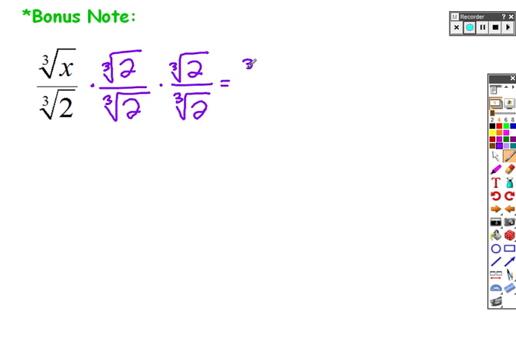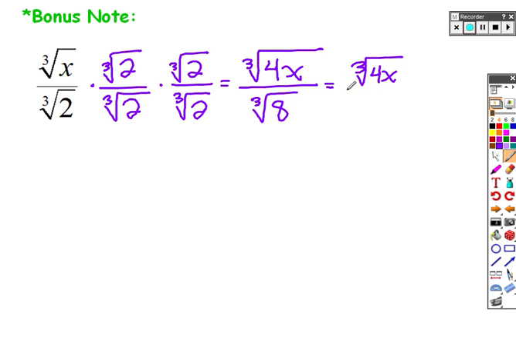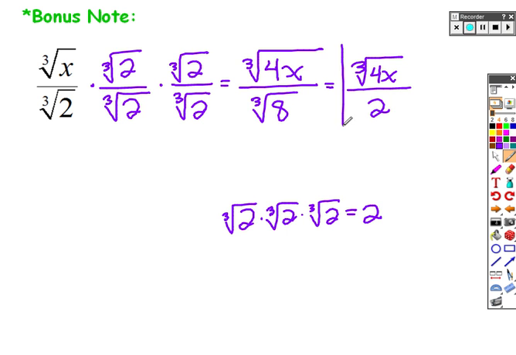So then in the numerator, I have the cube root of 2 times 2, which is 4. I have an x up there. And then in the denominator, I've created a perfect cube. 2 times 2 times 2 is 8. So at this point, the cube root of 8 is 2, because the cube root of 2 times the cube root of 2 times the cube root of 2 is just 2. So that's how you would rationalize a cube root.